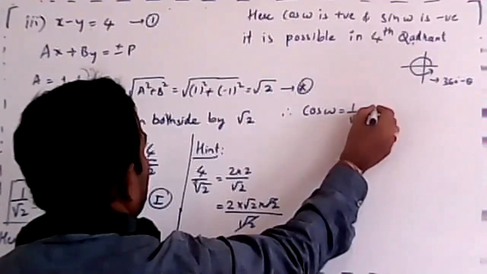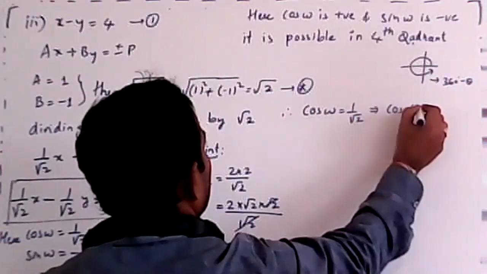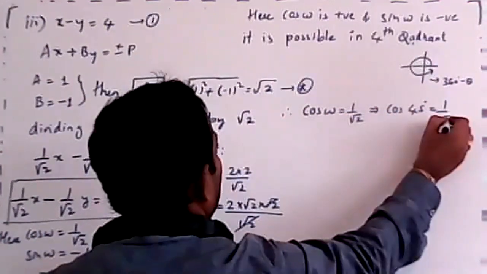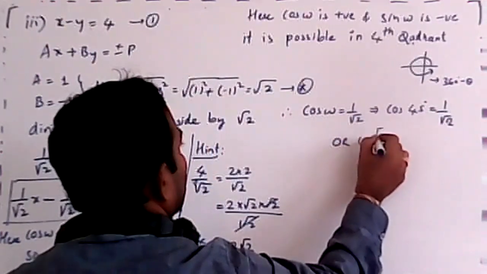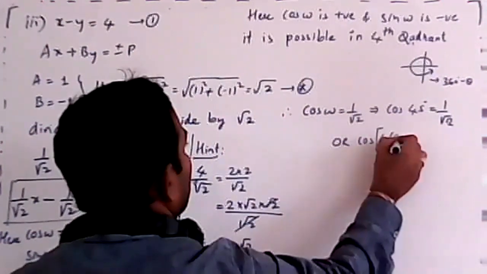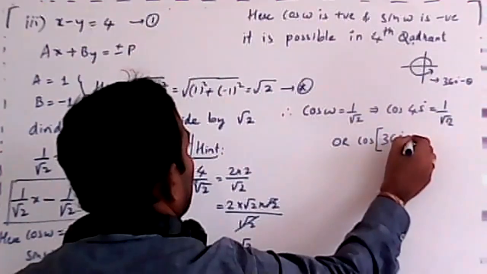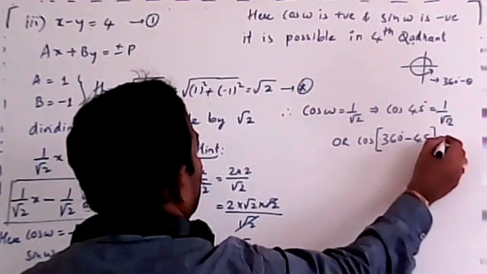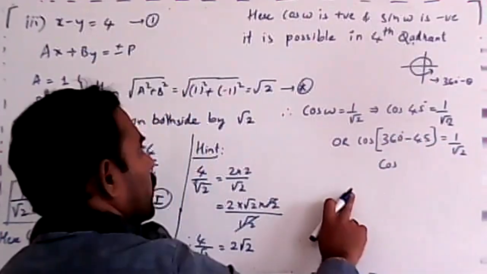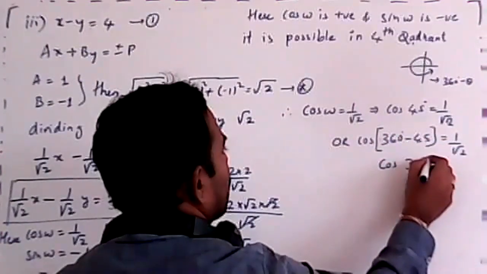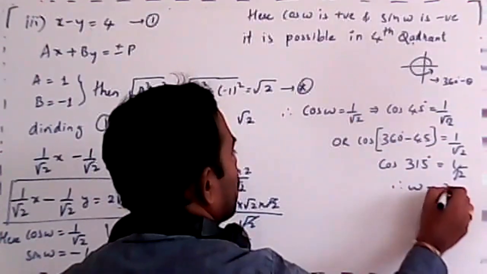This implies that cos 45 degree, or cos 4 times 90, or 360 again. Both are the same. 360 degree minus 45 is also the same, 1 by root 2. That is cos in 360, 45 goes, 315 remains. Right? Therefore, omega is equal to 315 degree.